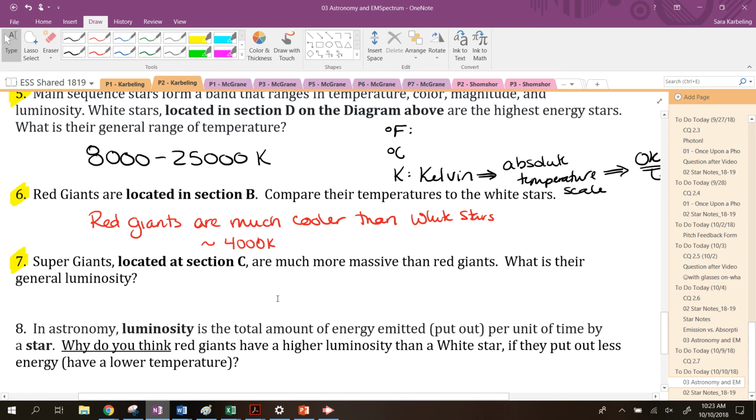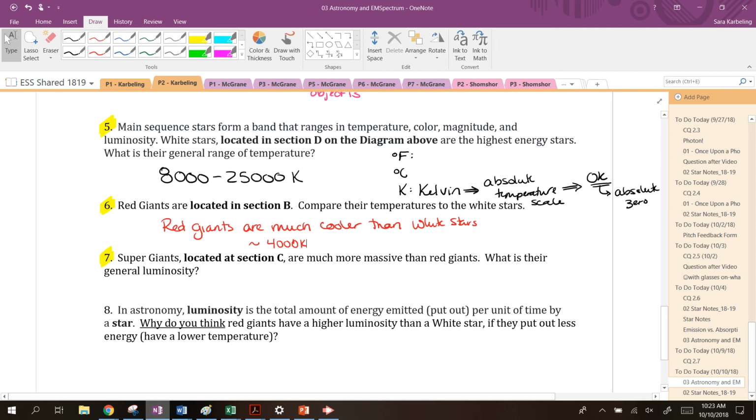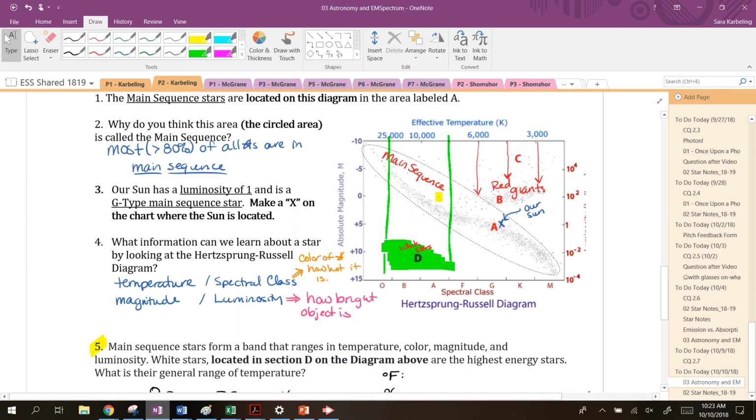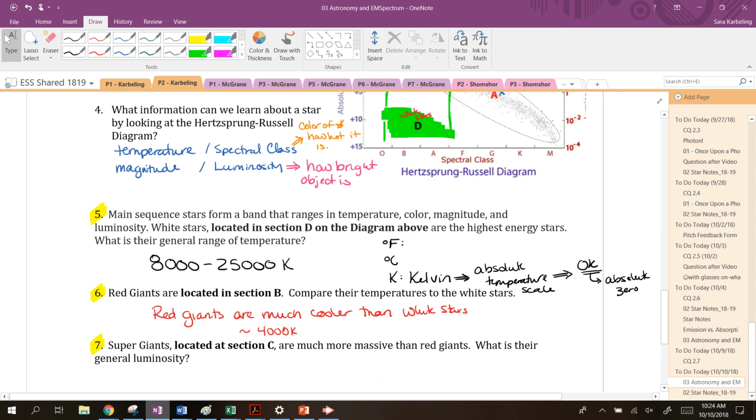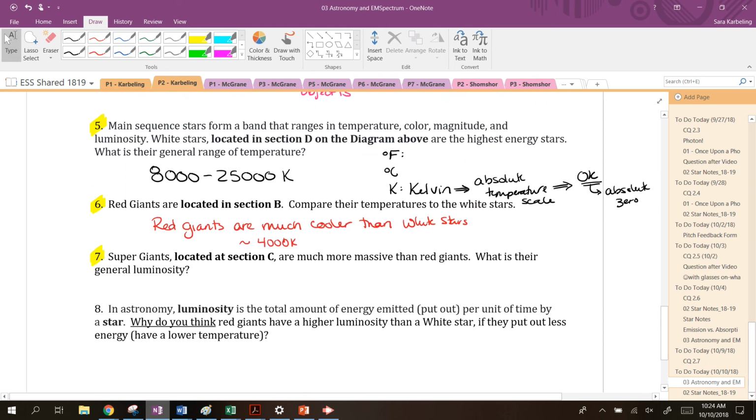Let's do question number 7. Supergiants located at section C are much more massive than red giants. They're even bigger. They're humongous. So let's label those the supergiants. The supergiants are much more massive. And then it says, what is their luminosity? So we're going to write that down, except somebody already did. Duranda, what did you guys come up with for the luminosity of the supergiants?